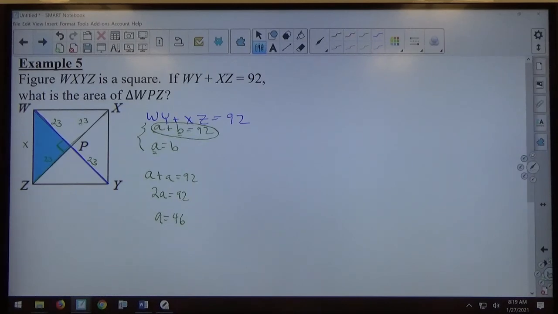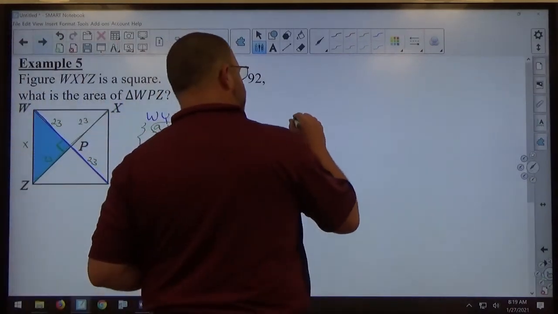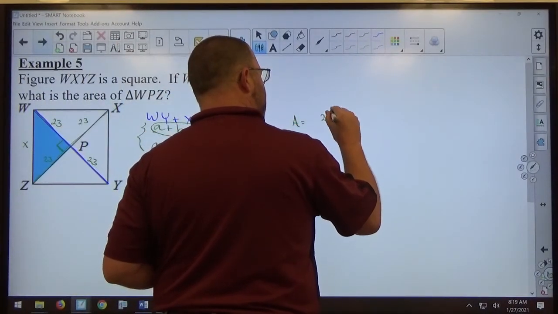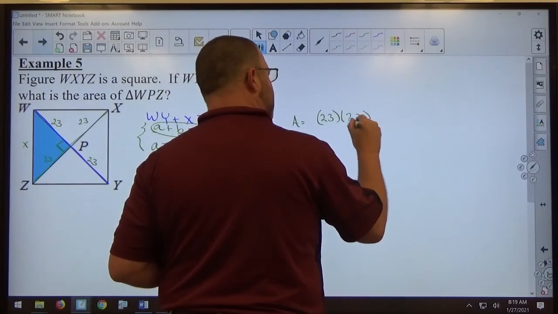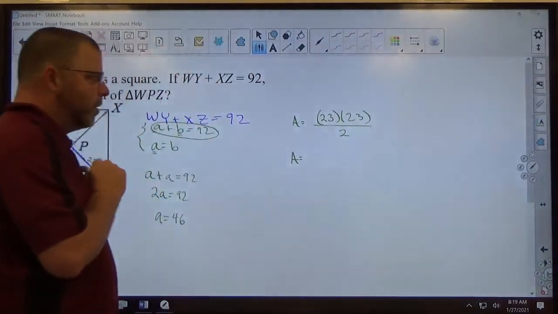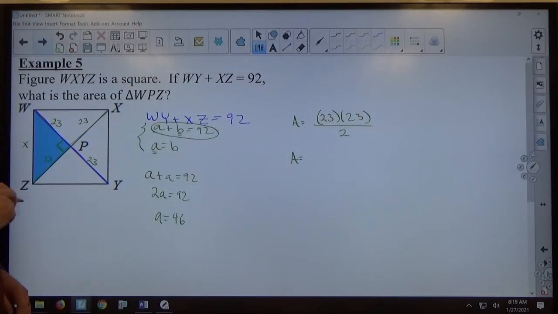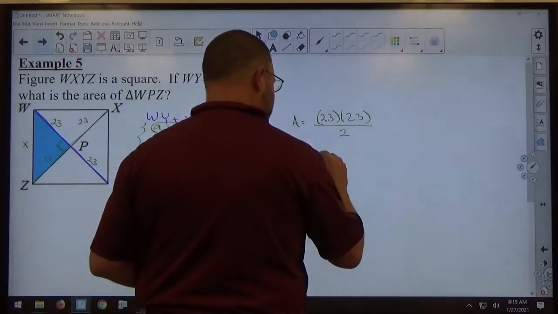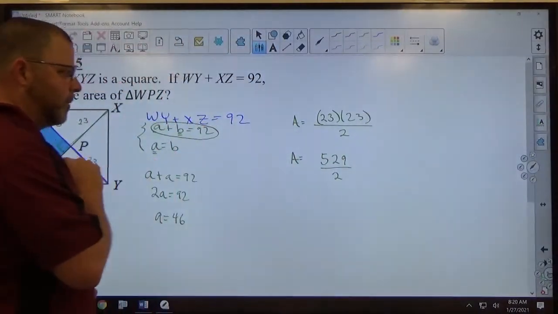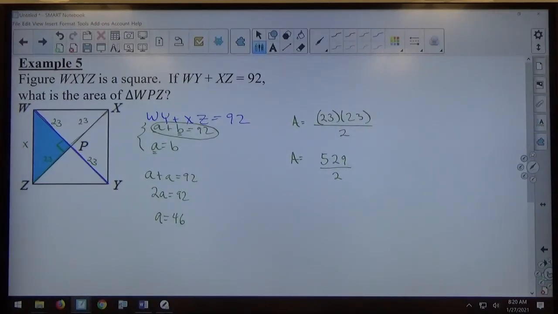In this problem particularly, to find the area of WPZ, we have two sides of a triangle at a right angle to one another, so those are the base and height. So the area of that one triangle is going to be the base times the height divided by 2. 23 times 23 is 529. I think. Is that right?